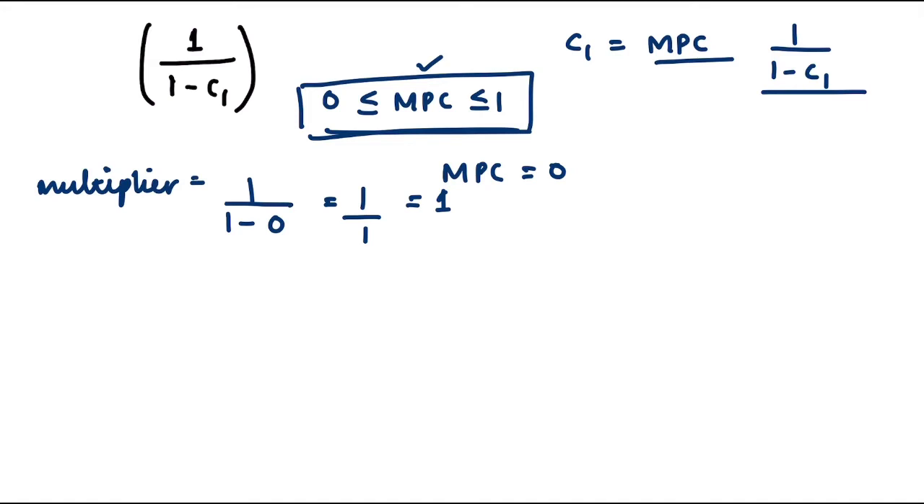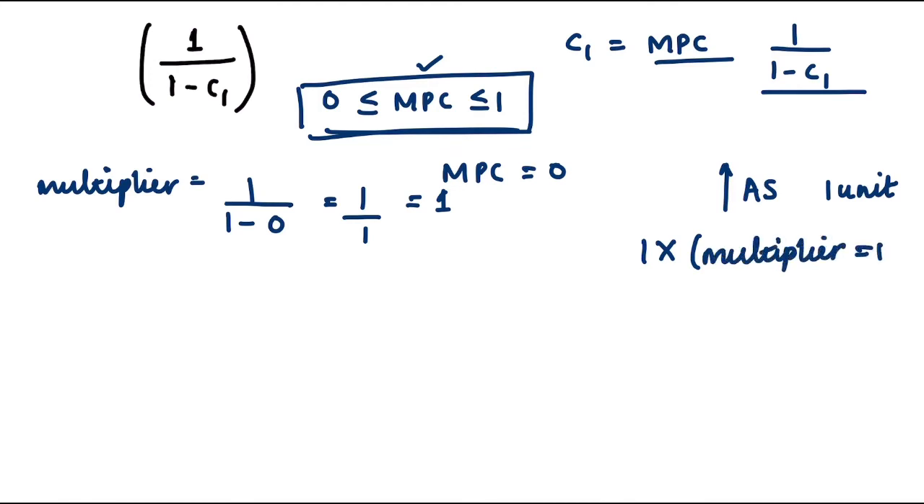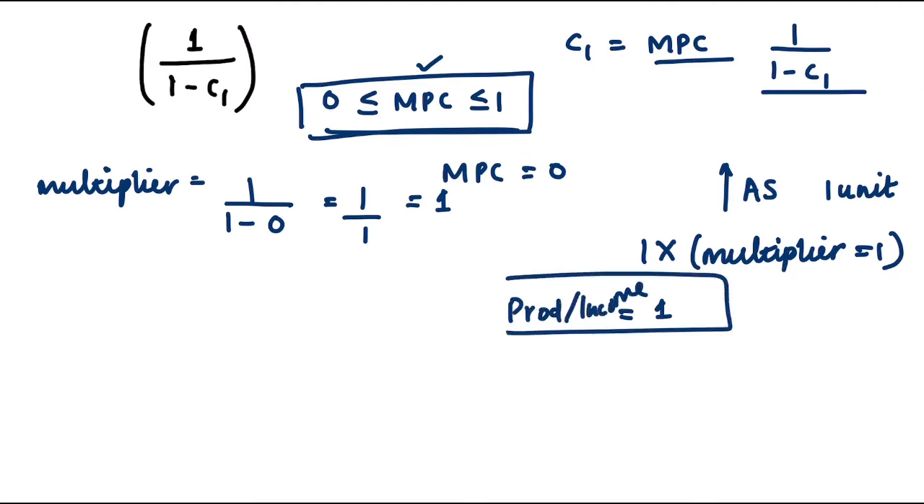What does a multiplier 1 really imply? It means that if I increase the autonomous spending by 1 unit, because it gets multiplied by the multiplier, and since the multiplier is also 1, my total increase in production or income is also 1.